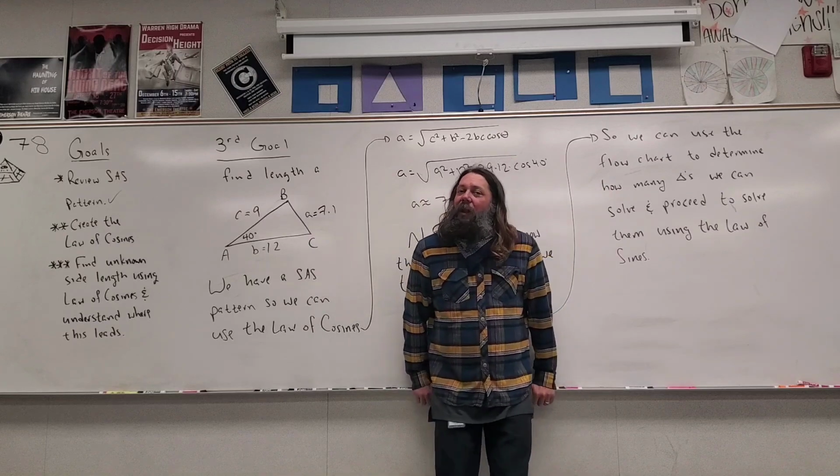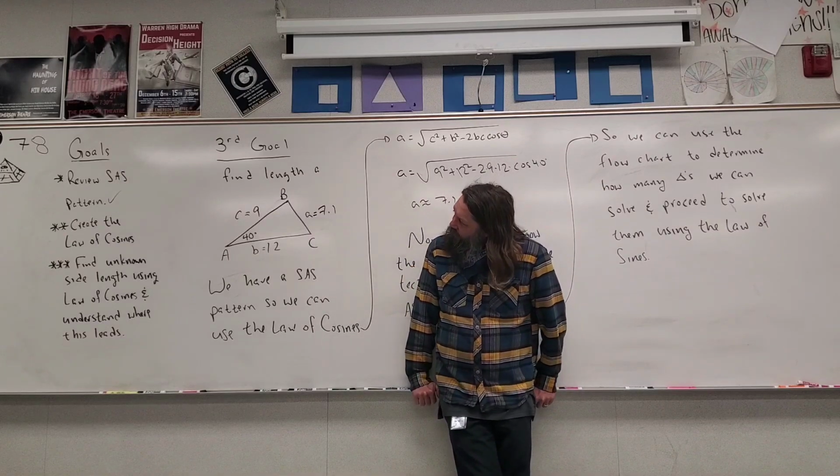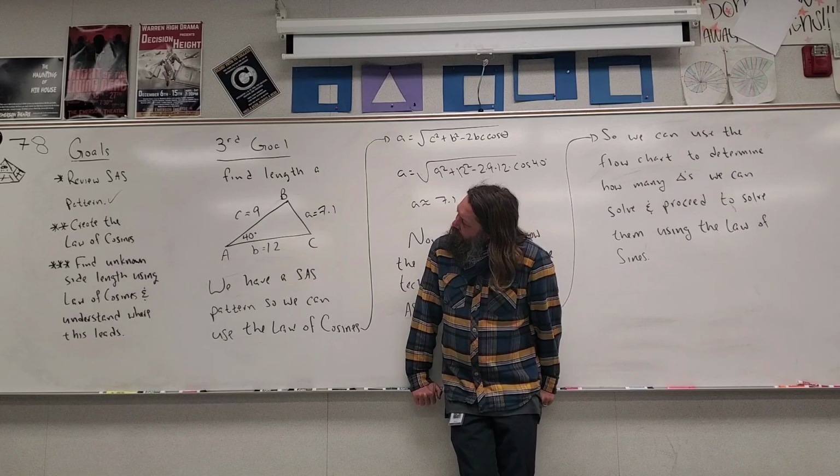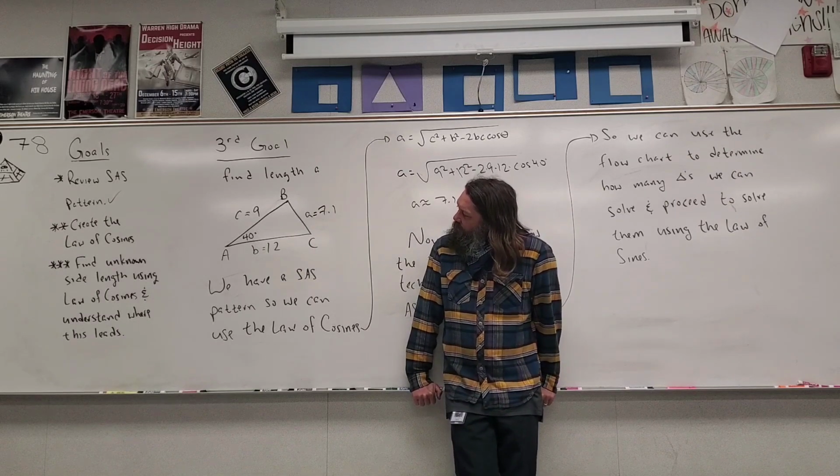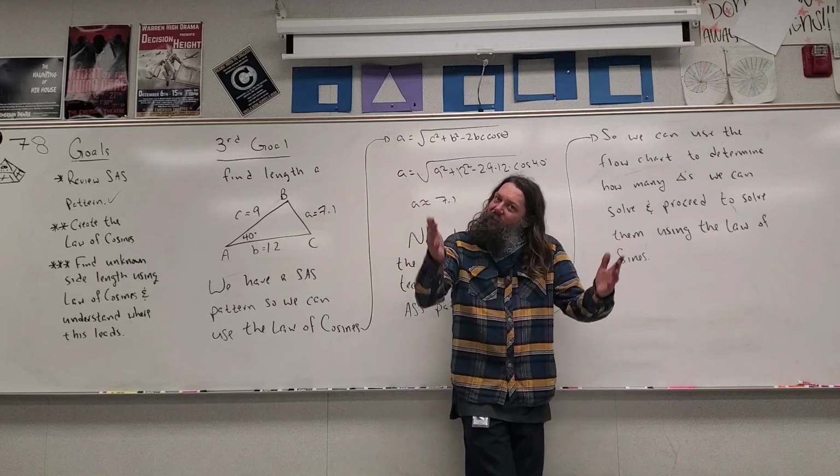But again, let's see. Should I go over there? Yeah. So we created the law of cosines by making right triangles using the Pythagorean Theorem to find the unknown length. And we got a law of cosines from that.